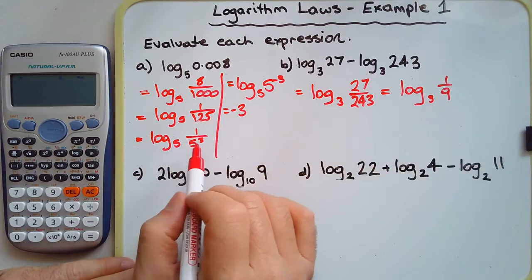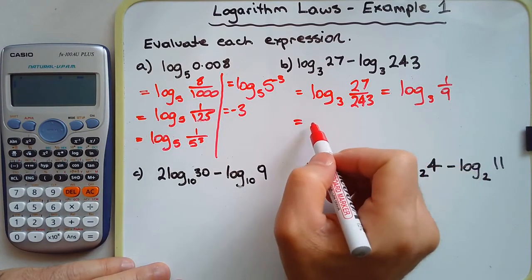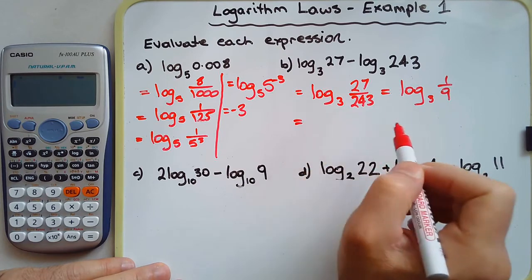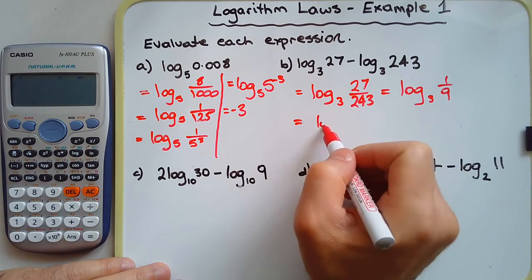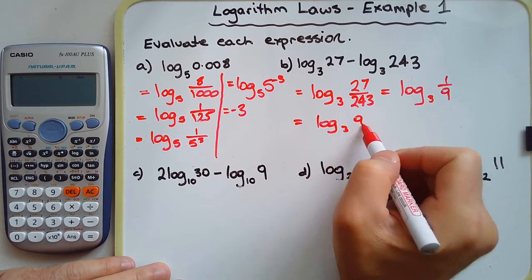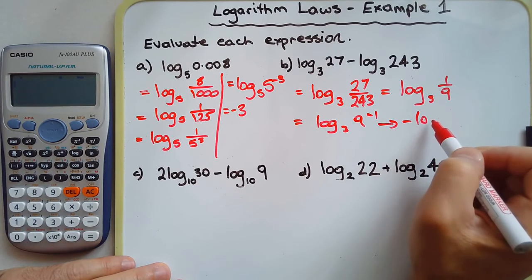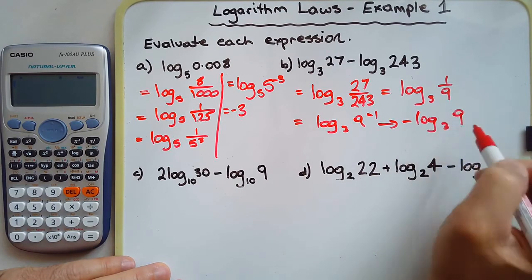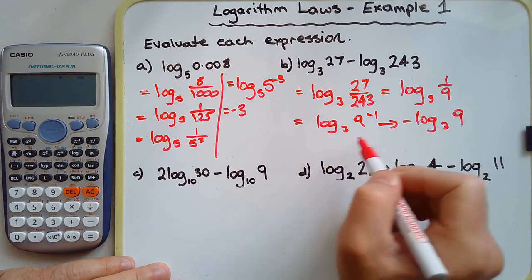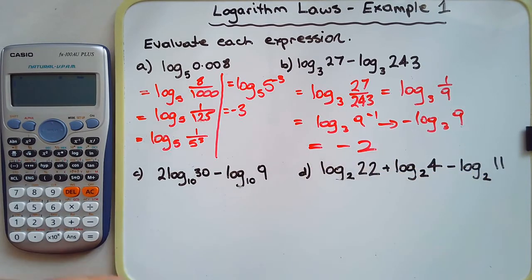Almost for the same reason as part A, I'll do this slightly differently. That's just 9 to the -1, which is just equal to negative log base 3 of 9, which is going to be equal to -2.